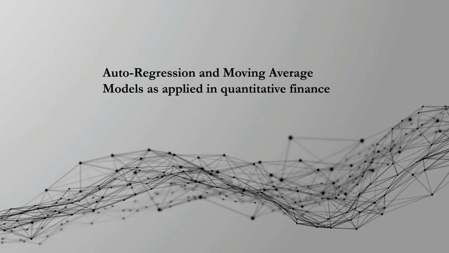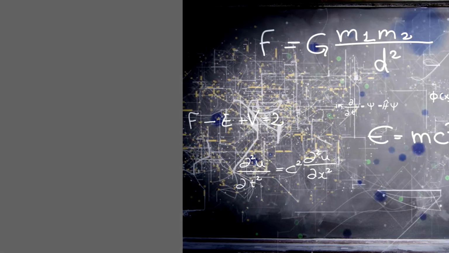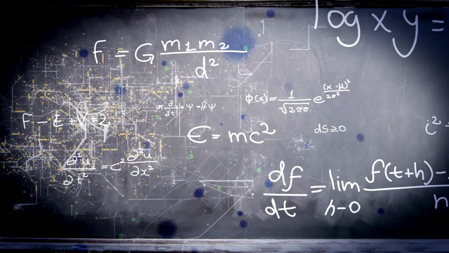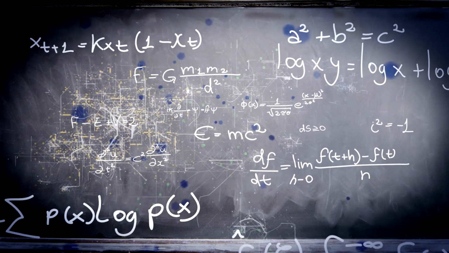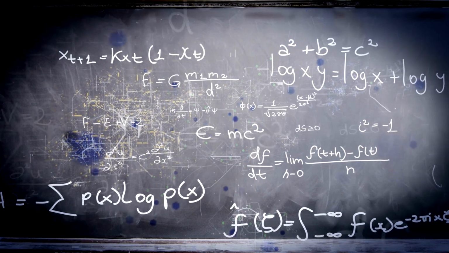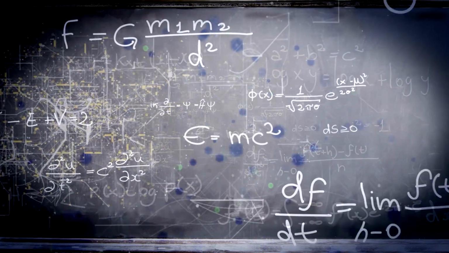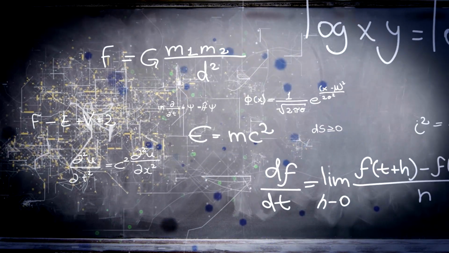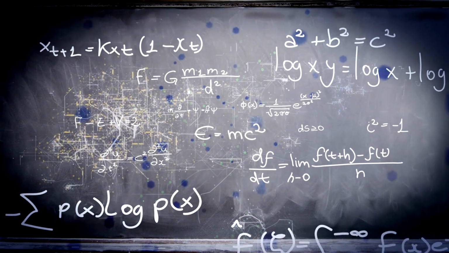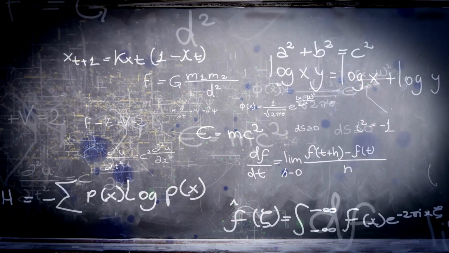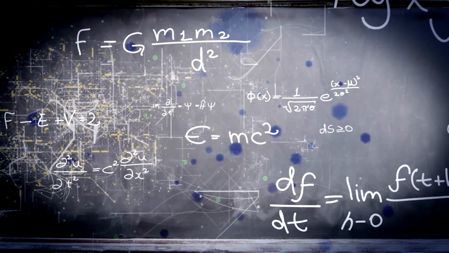Hello, welcome to autoregression and moving average models as applied in quantitative finance. So I'm going to be talking about two time series models, autoregression and moving average models. And I'm going to be developing basically heuristics from them for trading purposes, right? To make good decisions. We're going to talk about some of the hang-ups, obviously, right?